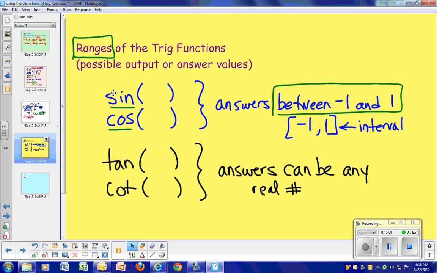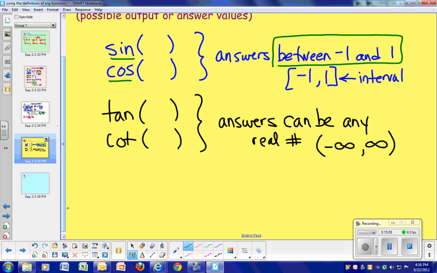When an answer can be anything at all, we would say it can go from negative infinity to positive infinity. It can go as small as you want up to as big as you want. And so that's interval notation for this. These words in black mean the same thing as this and vice versa. Okay? The last pair of functions we have are secant and cosecant.